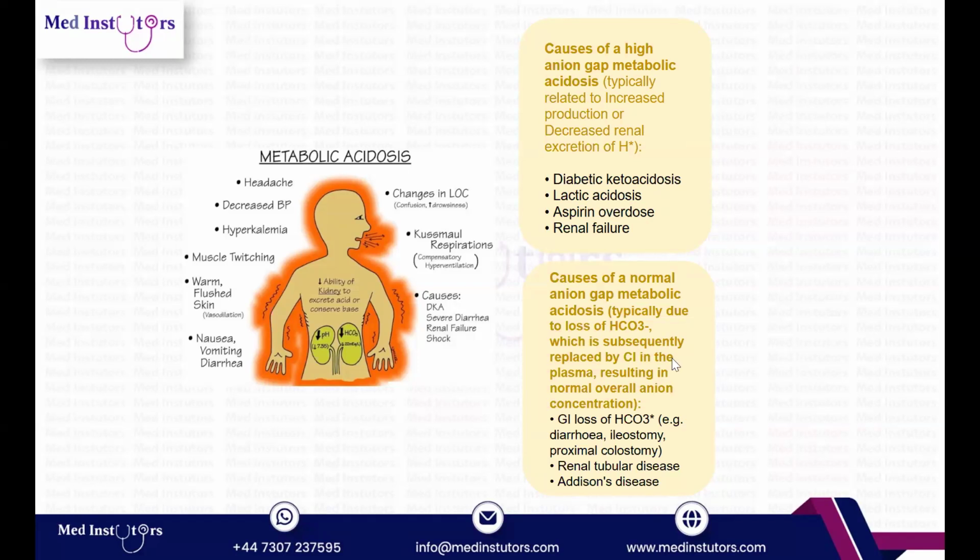On the other hand, there are some conditions which do not classically disrupt the anions in the blood plasma. So there are some conditions which lead to metabolic acidosis, but the anion gap would be normal. So the conditions are gastrointestinal loss of bicarb, in diarrhea, ileostomy, or proximal colostomy, in renal tubular diseases, and Addison disease.